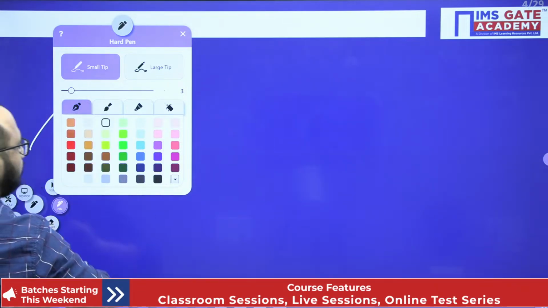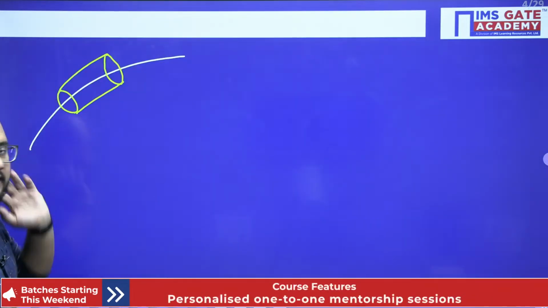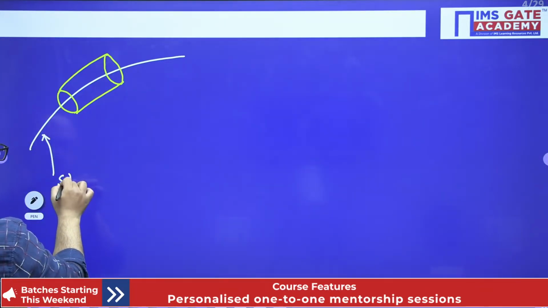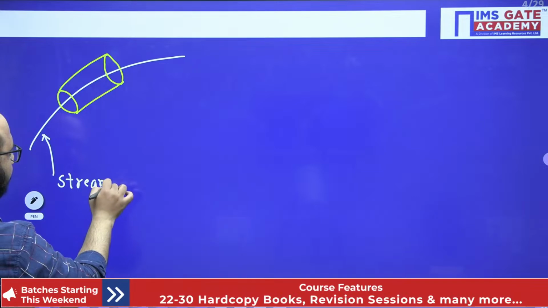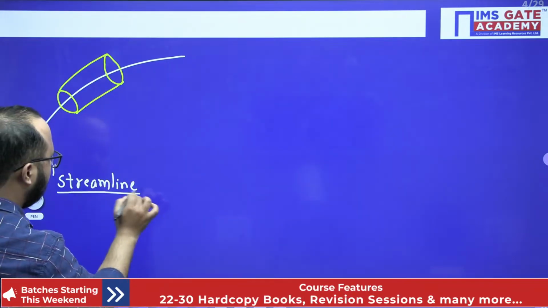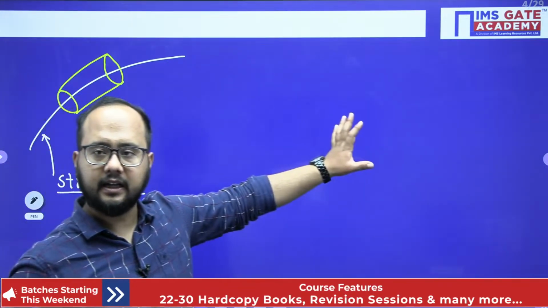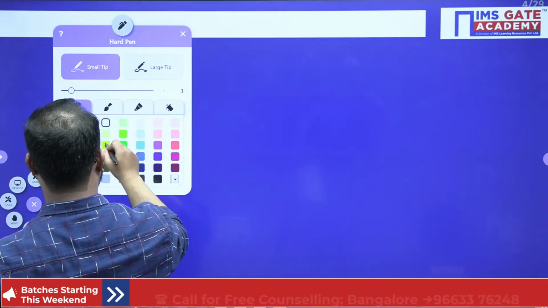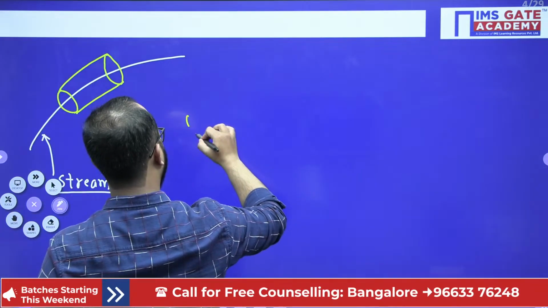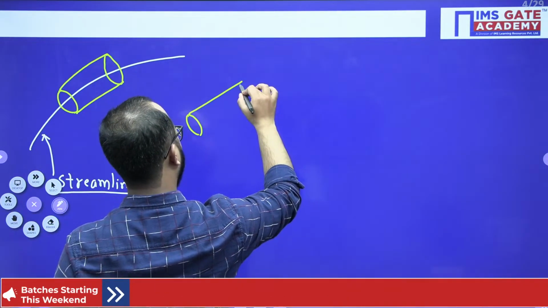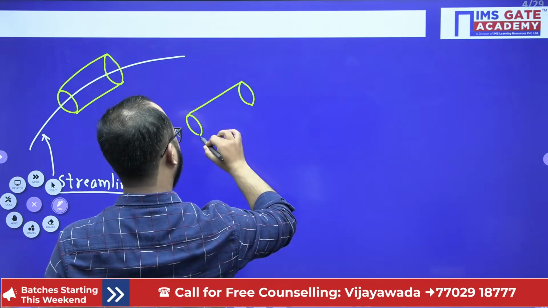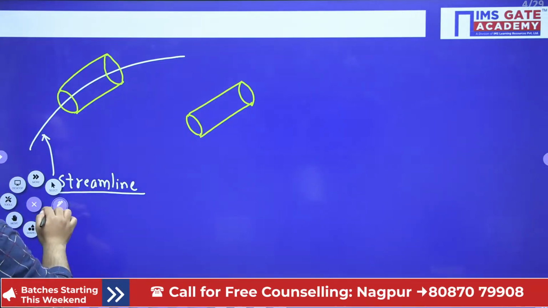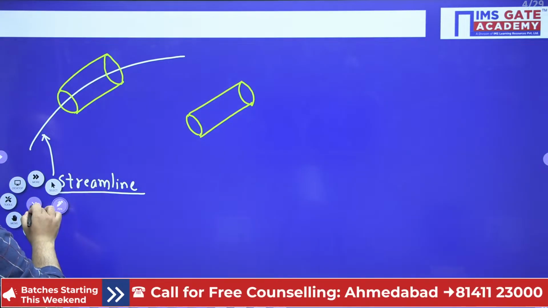So along the streamline I have taken one fluid element. Now I will draw this fluid element separately here for better clarity. Now see, very important part. This is our fluid element.